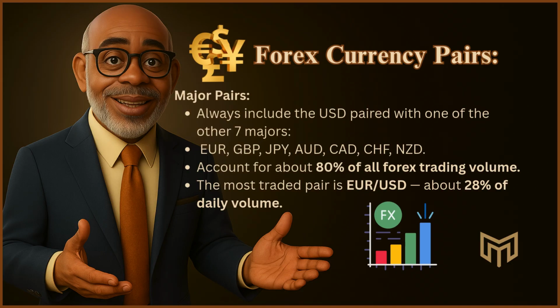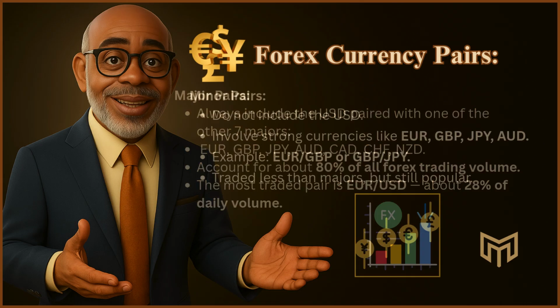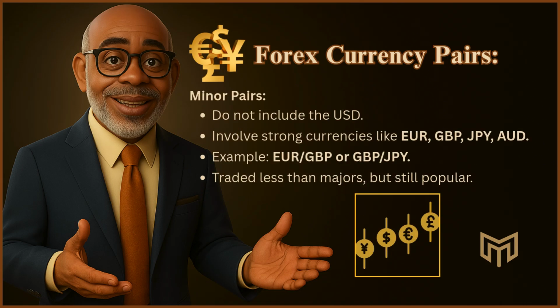Major pairs always include the US dollar, paired with one of the other 7 major currencies: the euro, the British pound, the Japanese yen, the Australian dollar, the Canadian dollar, the Swiss franc, or the New Zealand dollar. Together, these majors account for about 80% of all Forex trading volume. And the single most traded pair is the euro over the US dollar, which makes up nearly 28% of daily activity.